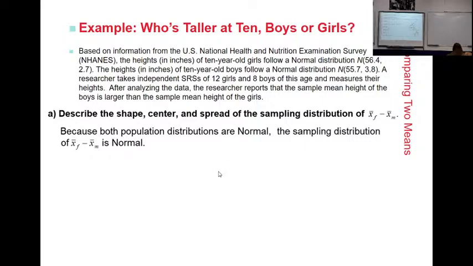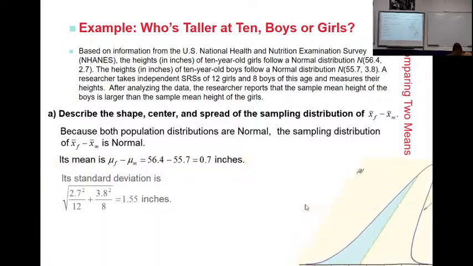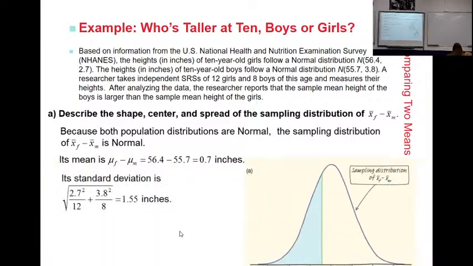Center, the mean of the difference is the difference of the means. So we subtract these two means of 56.4 and 55.7, and that's the mean difference. Standard deviation, this standard deviation is 2.7, this standard deviation is 3.8. So again, that's adding the variances. And so that's what my standard deviation looks like here. Okay, that's shape, center, and spread.